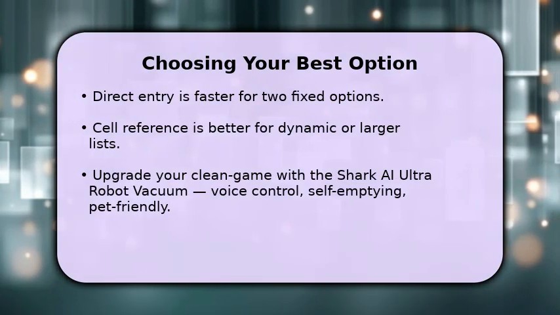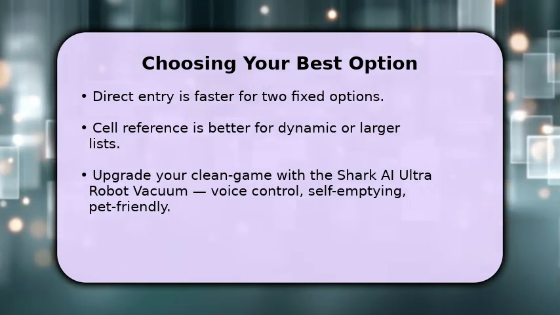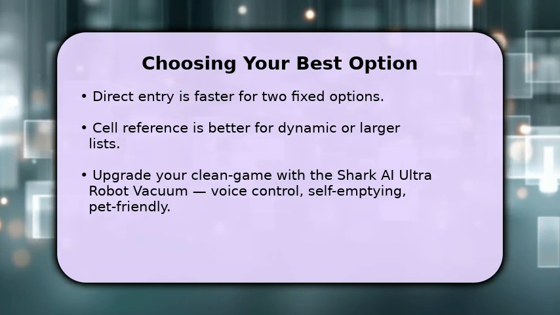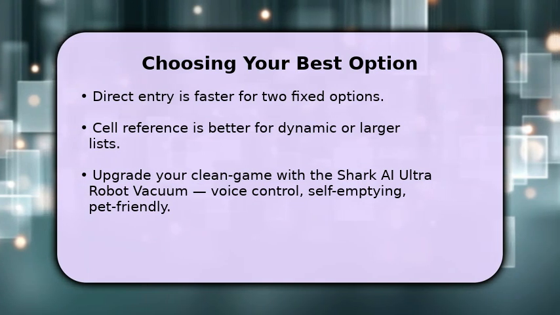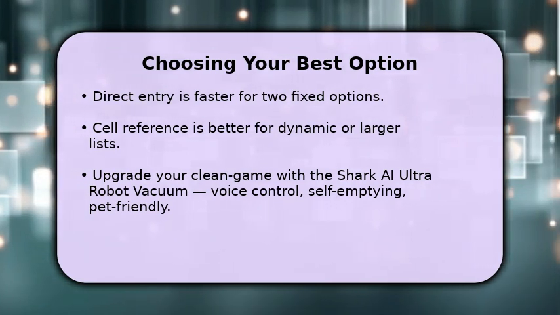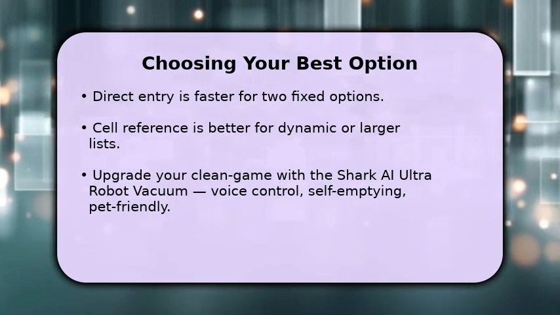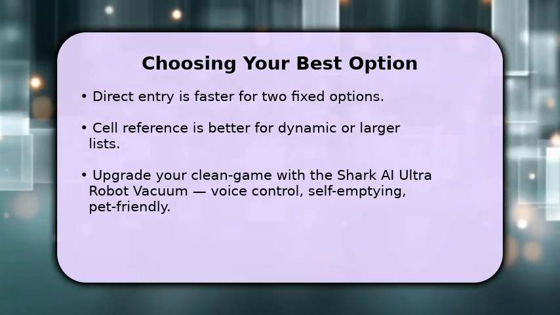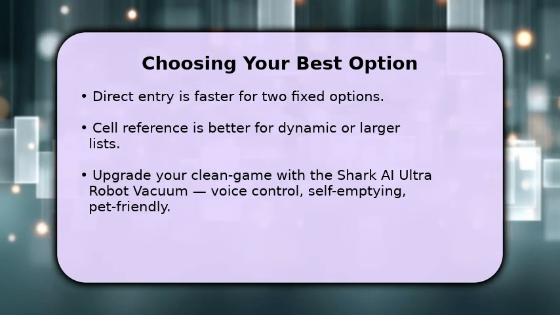So, which method is better? For a simple yes or no dropdown that won't change, direct entry is quicker and perfectly sufficient. However, if you anticipate needing to add more options beyond yes and no, or if you want to manage your list from a central location, the cell reference method provides greater flexibility and scalability. It's about choosing the right tool for your specific data management needs.